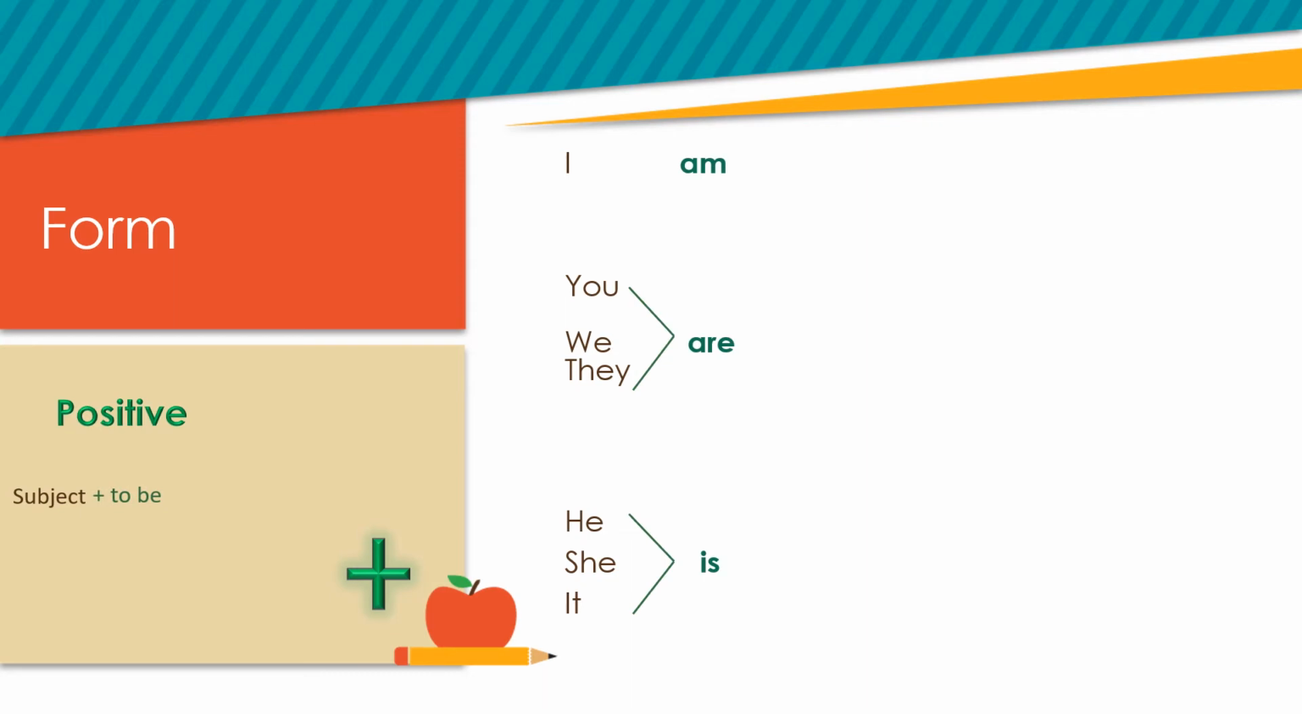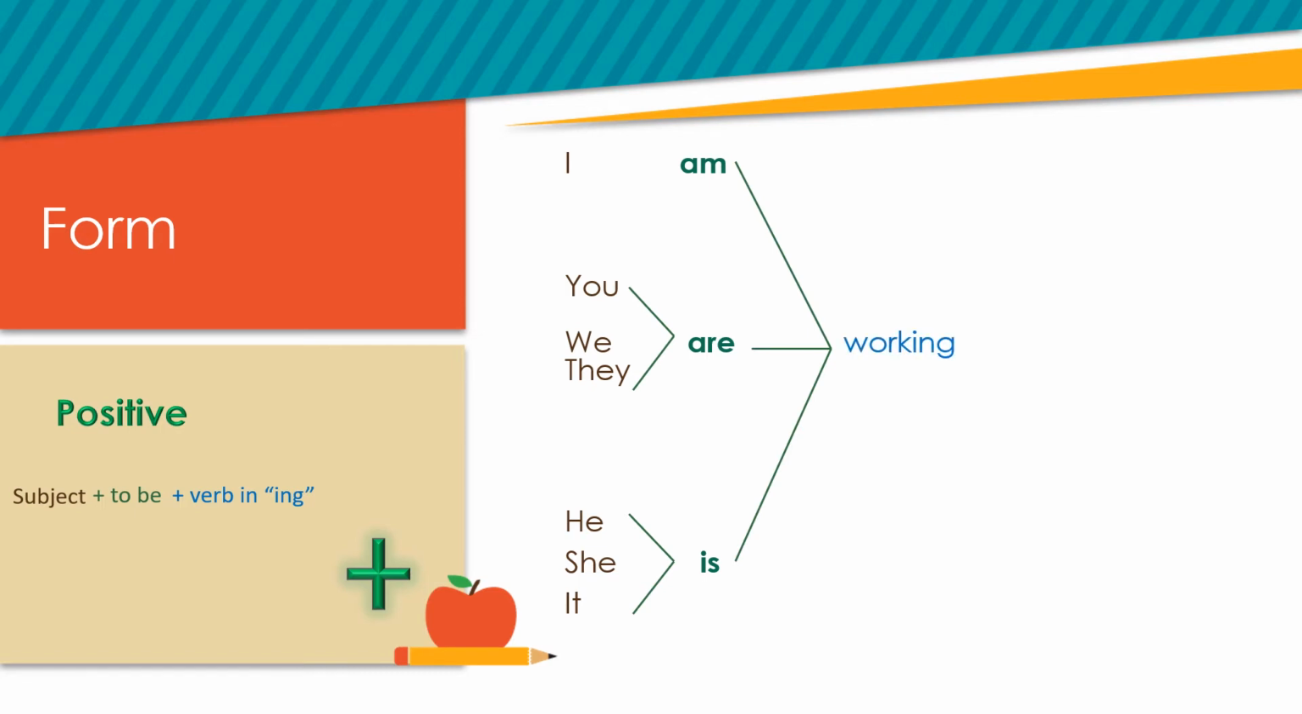So how do we form the present continuous? In its positive form, as always, we need a subject: I, you, we, they, he, she, it. Then we need the verb to be: am, are, or is, depending on the subject. And this is an example of when we use the verb to be not as a main verb, but as an auxiliary verb as part of a more complex construction like the present continuous. And after the verb to be, we would use the main verb in the ing form.